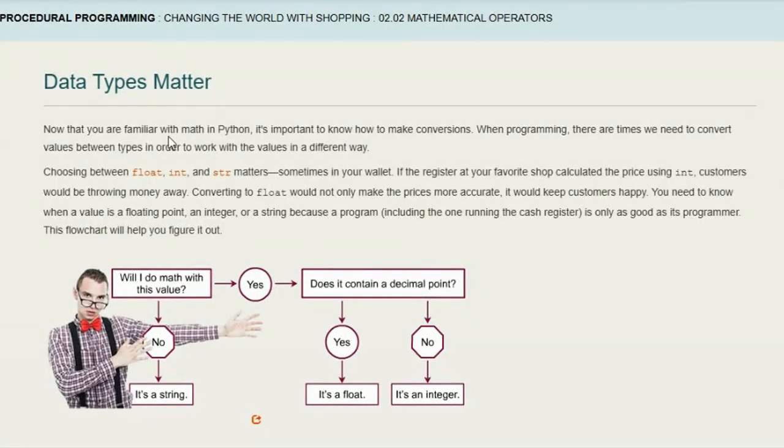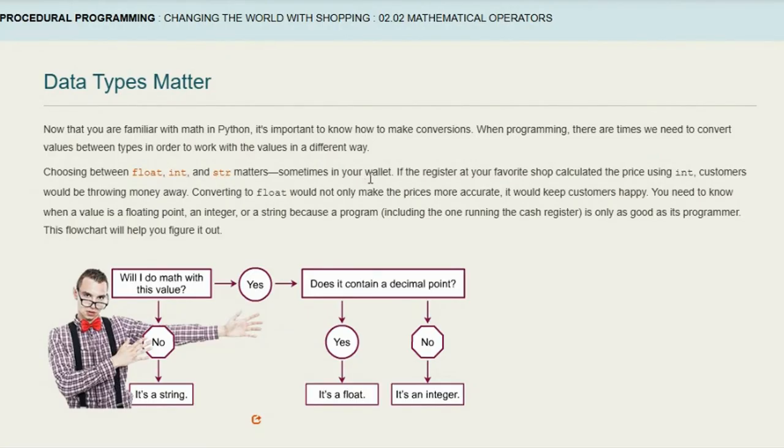Data types matter. That we're pretty sure about. Now that you're familiar with math in Python, it's important to know how to make conversions. When programming, there are times we need to convert values between types in order to work with the values in a different way, like choosing float or integer and string matters.